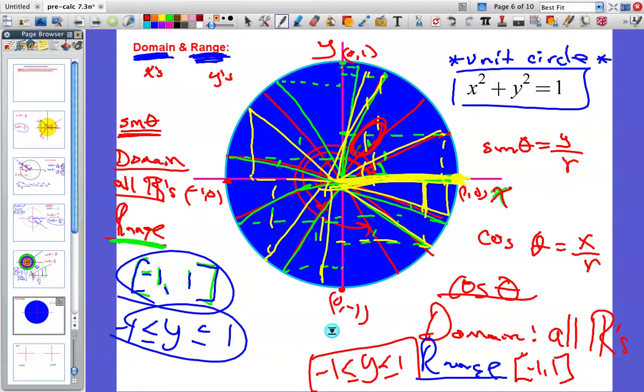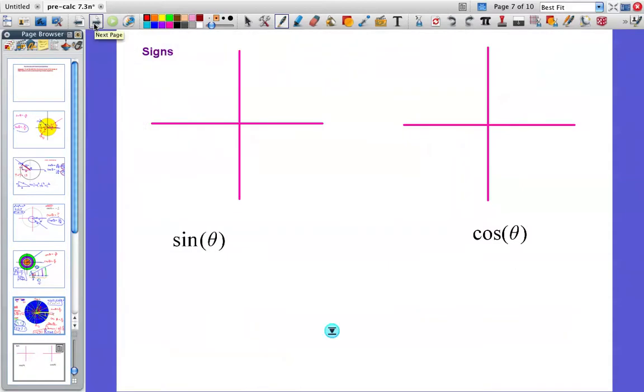Okay? So, tell me about the signs. This is where we started out talking about the signs. Tell me about the sign of an angle in quadrant 1. Positive. Tell me about quadrant 2. Remembering that the sine is y over r, so you're just thinking about the y values. What is it in quadrant 2? Positive. What's it in quadrant 3? Negative. And in quadrant 4?